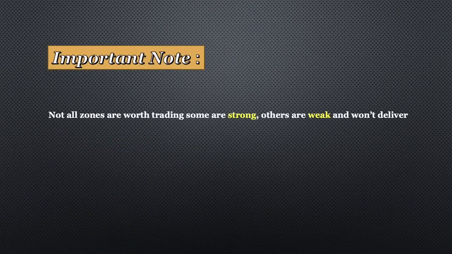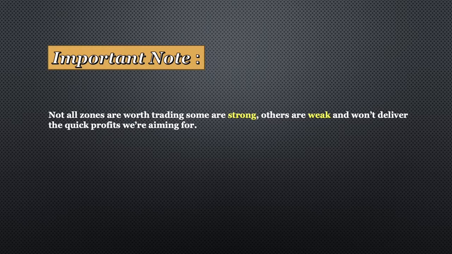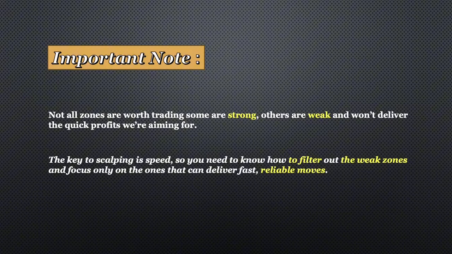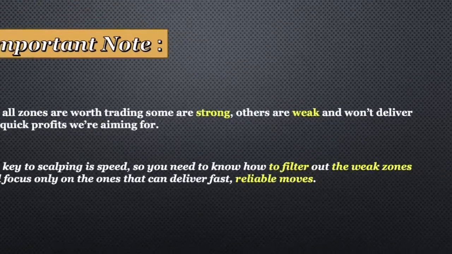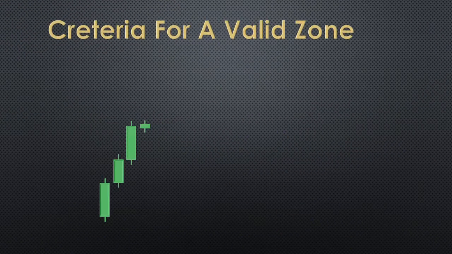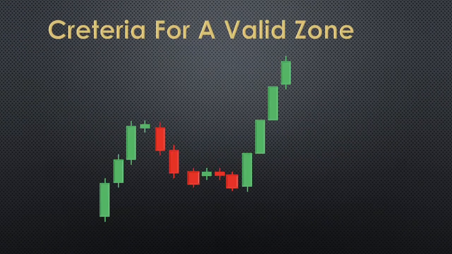Now that you know how to spot supply and demand zones, let's take it a step further and make sure you're only focusing on the best zones for your scalping strategy. Not all zones are worth trading. Some are strong, others are weak and won't deliver the quick profits we're aiming for. The key to scalping is speed, so you need to know how to filter out the weak zones and focus only on the ones that can deliver fast, reliable moves. Based on my experience, there are 4 critical factors.